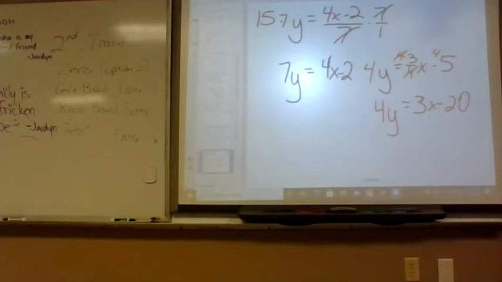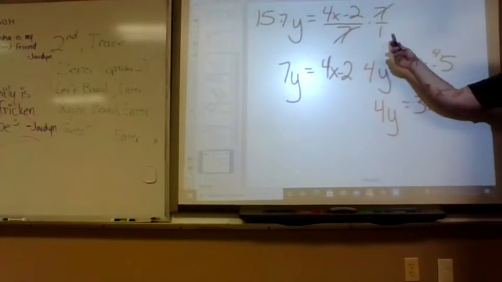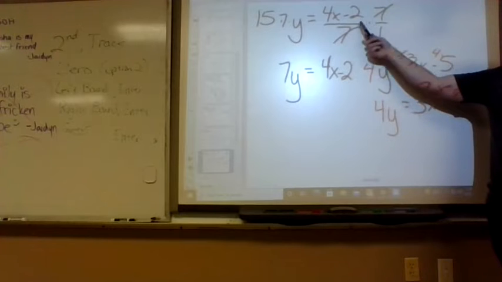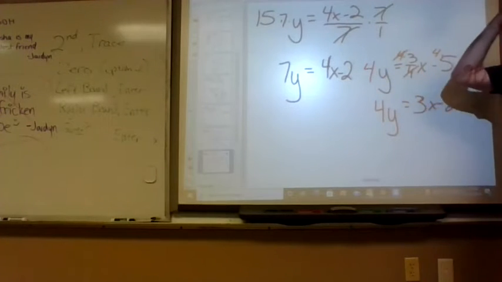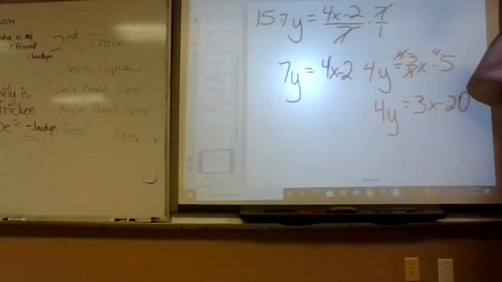Is that 7 over 1 supposed to be there? Yes. I'm showing that I'm multiplying by 7 to get rid of the divide by 7, and then you added the 7 times the y.